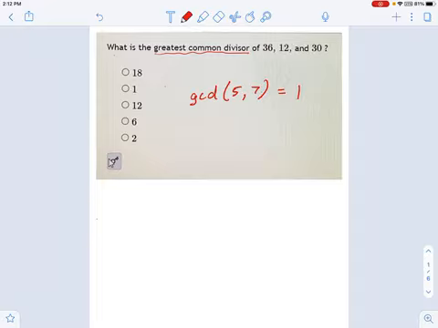be 1. There's nothing that divides into 5 except 1 and 5. And there's nothing that divides into 7 except 1 and 7. And the only common number between those is 1. Okay, so that would be 1.